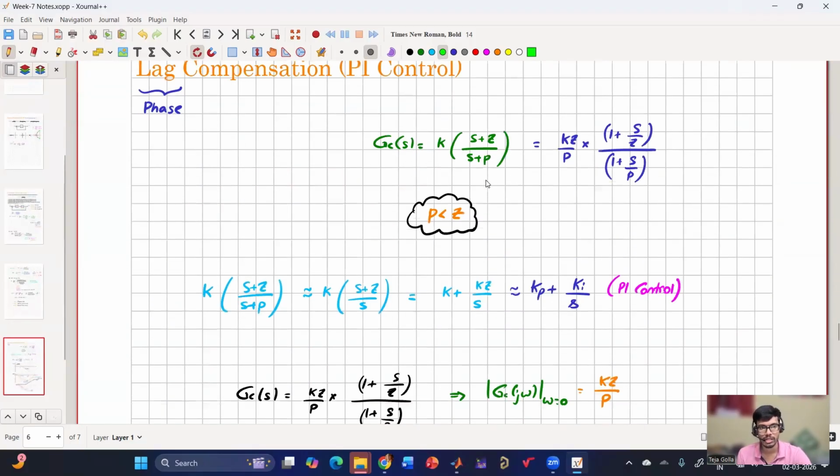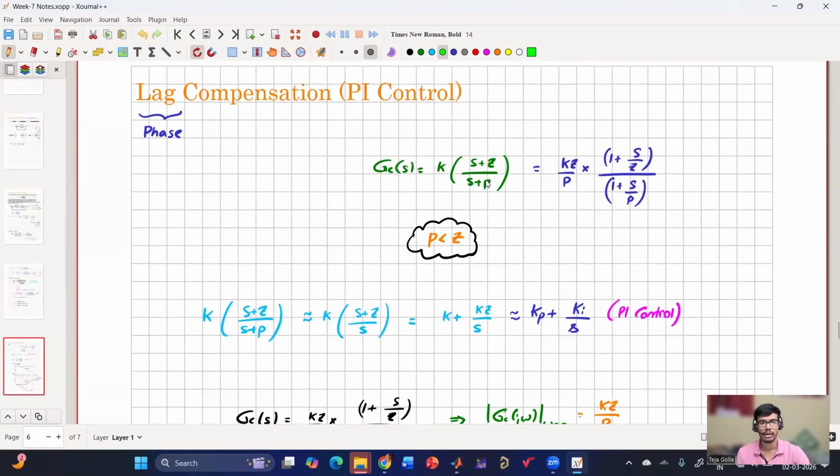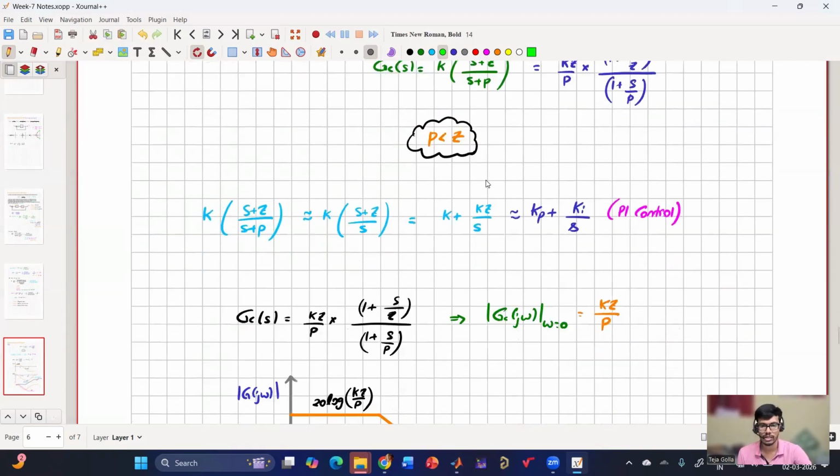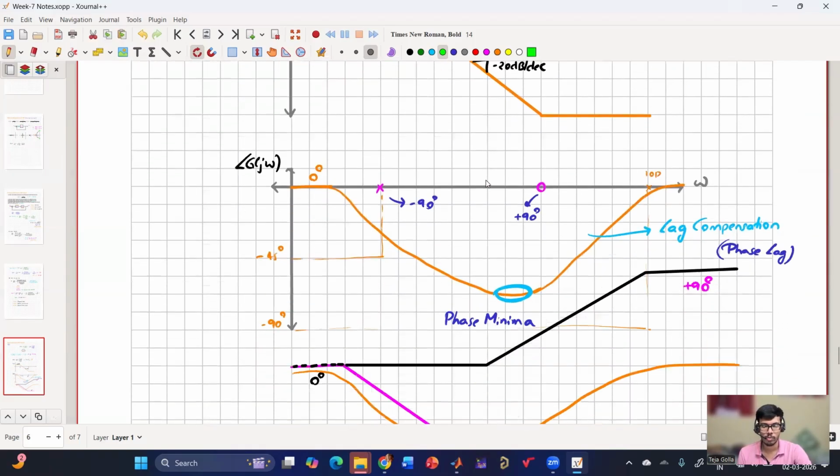Then we discussed lag compensation as well as lead compensation. Basically, lag compensation is a kind of PI control, and here the phase will lag. So the pole should come before the zero. The phase will dip before, and then come back to zero later. And this is how the Bode plot will look.